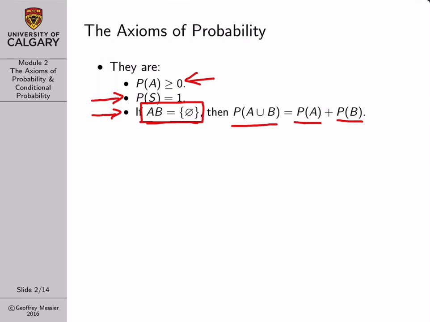And so what happens if we have two events that are not mutually exclusive? Does it mean we can't use the third axiom? Not quite. We can still use the third axiom for non-mutually exclusive events, but as we're going to see in the next slide, we have to modify it a little bit.